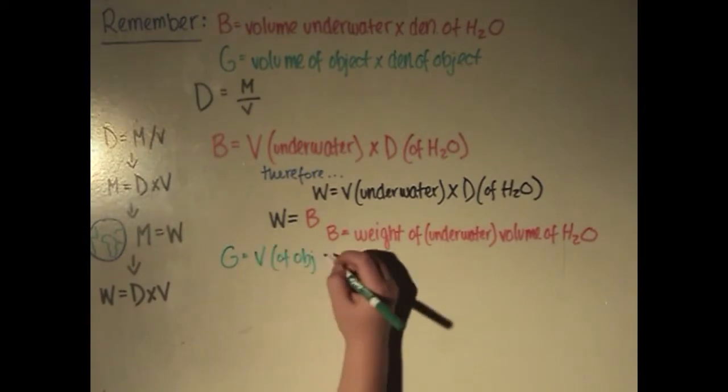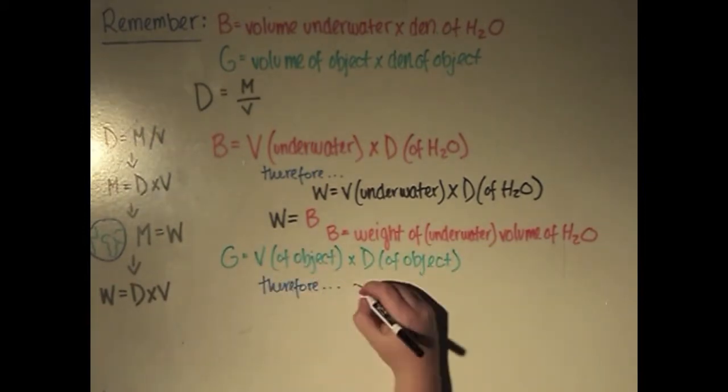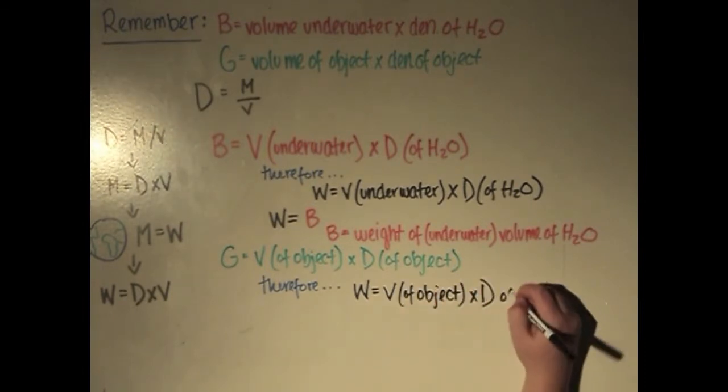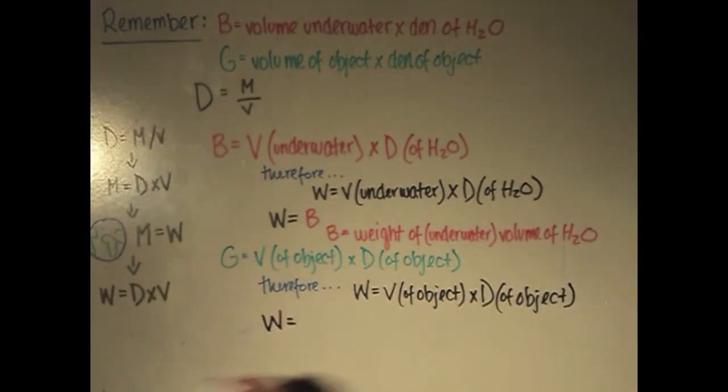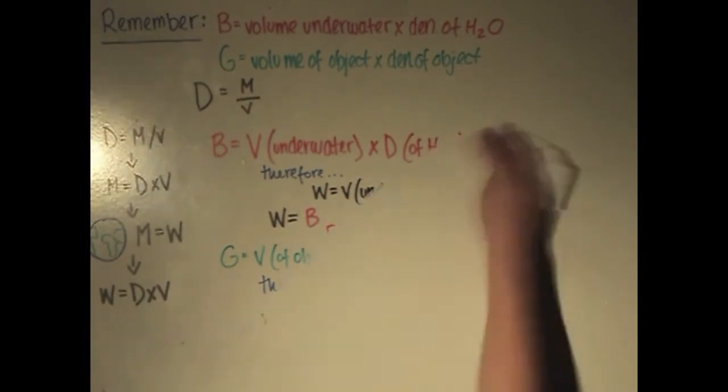volume of water. Now we also know that gravity equals a volume times the density. Weight also equals a volume times the density. Therefore, the two are equal. From this, we can understand that the gravitational force is equal to the weight of the object.